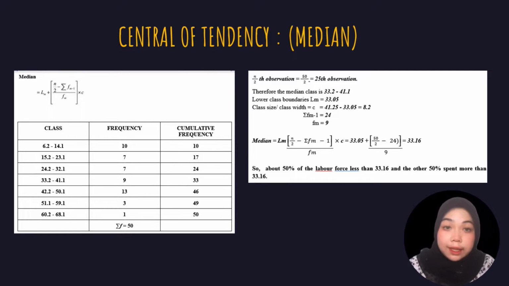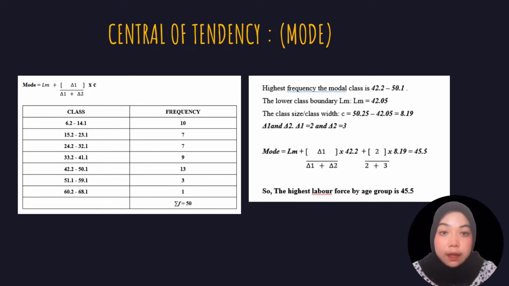The important things in the median are frequency and cumulative frequency. Other than that, in the median, there is an observation, which is n divided by 2. N is the total of frequency, and we divide by 2 because we want to know the position of the observation. So the value for the median is 33.16.